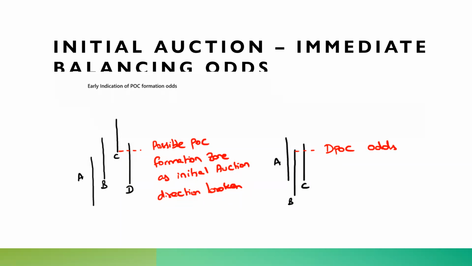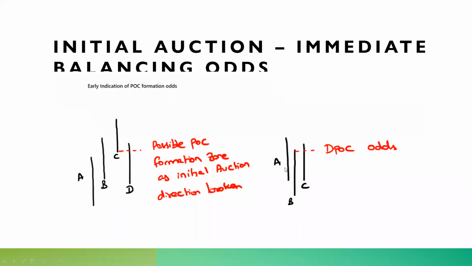Yes, maybe once in a while the point of control might be slightly missing. You might be expecting the downside a little bit higher. It might form, but that is once in a while. But the majority of the time, when the initial auction is getting broken faster, the high chances of price action balancing around that zone is going to be the most important one.